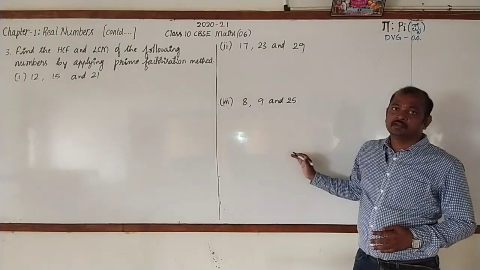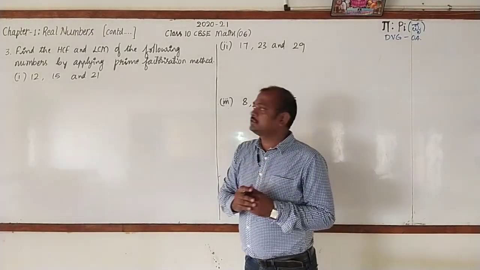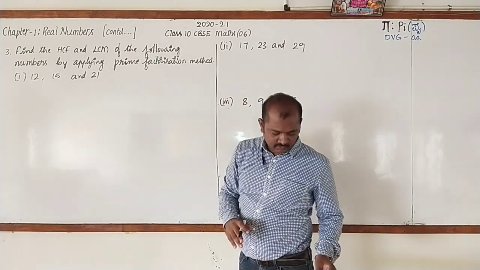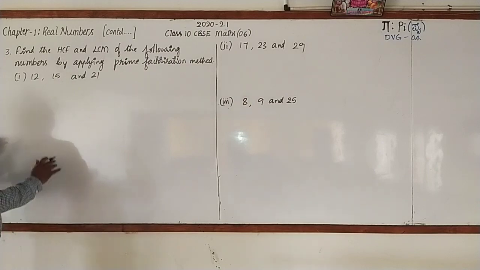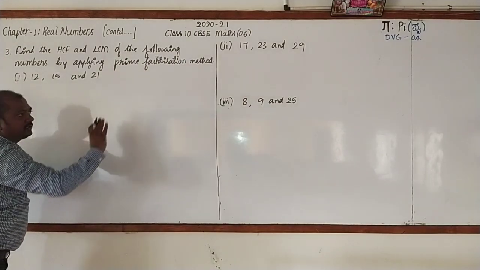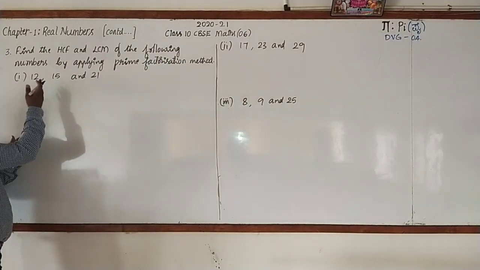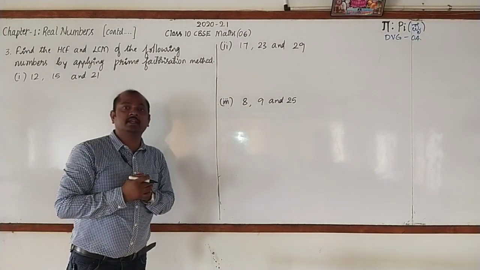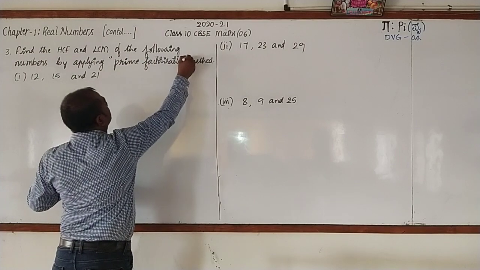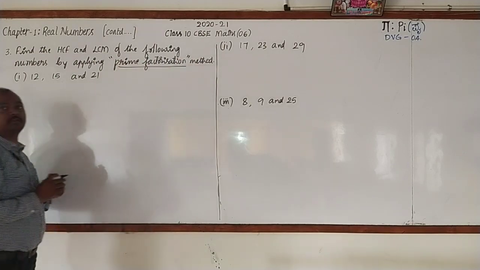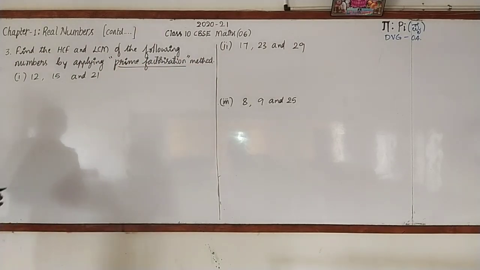In that exercise, it is the third question. That is exercise number 1.2. The third question is like this. Here they are given three numbers. Here also you are going to find out HCF and LCM by the prime factorization method. Now let us go for learning this.